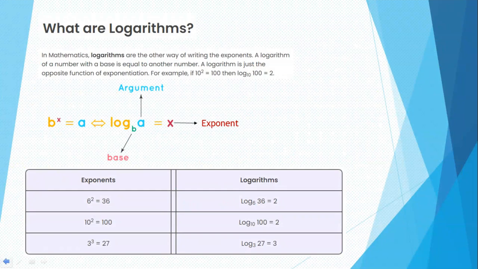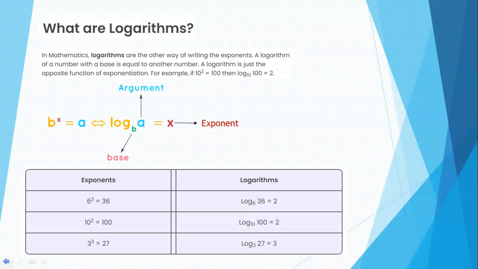And base, what is the base? Base is the number that is multiplied. So base is 6 over here. This means that 6 is multiplied with itself 2 times. This means that we have to find out how many times 6 has to be multiplied with itself in order to get 36, or whatever the number is. So this is about logarithms. Easy.